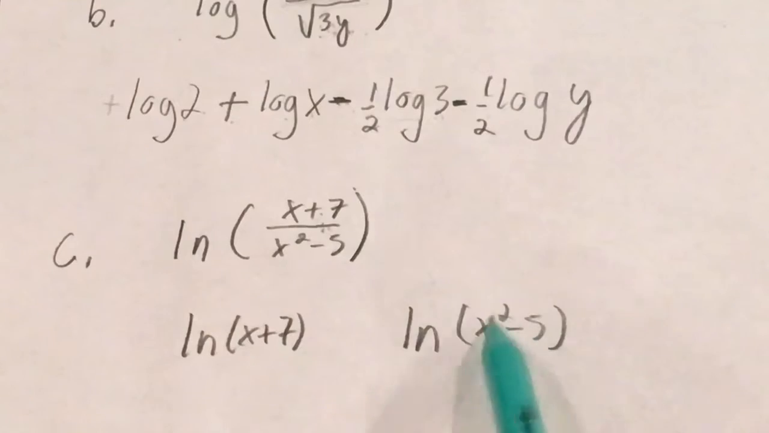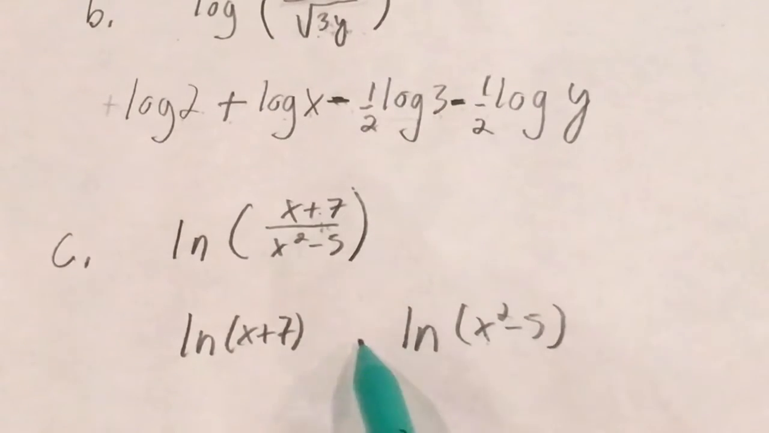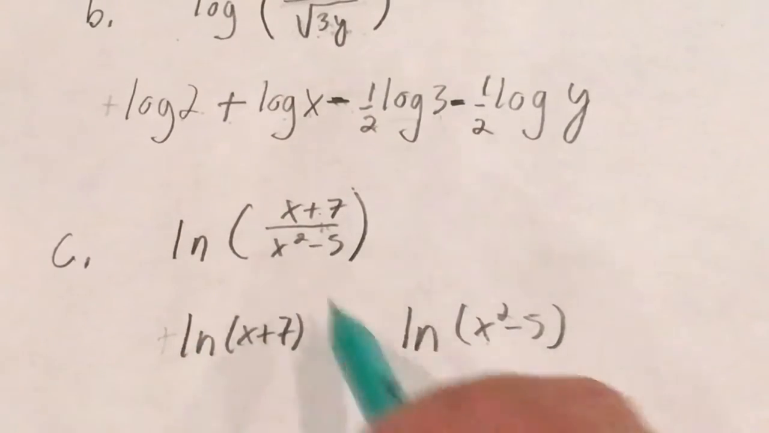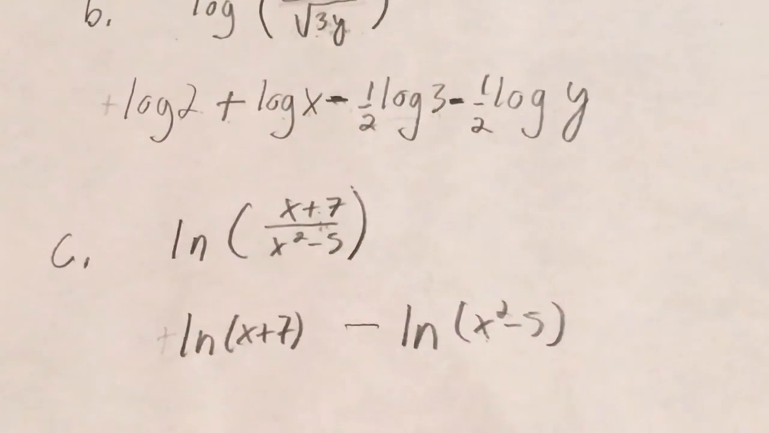Now this is tricky. That square is only on one item. If it was the entire quantity squared, I could bring it out front. But I can't with this. And now notice the x plus 7 is on the top, so that's addition. And the x squared minus 5 is on the bottom, so that gets subtracted. And that is my expansion. That's all there is to it.